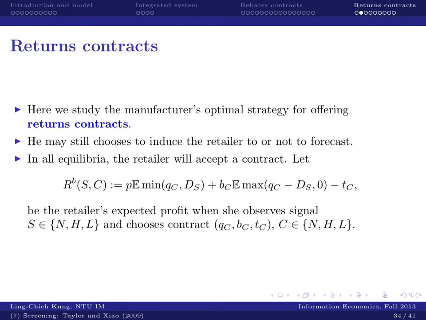So as in the past, we defined the retailer's expected profit function like this, based on his true type S, and based on the contract he selects. Here, the first part is the expected sales revenue. The second part is the expected buyback credits, and the last term is the fixed transfer paid by the retailer to the manufacturer. Okay, here, QC, BC, and TC are the contract terms, and DS is the retailer's belief on the market demand.